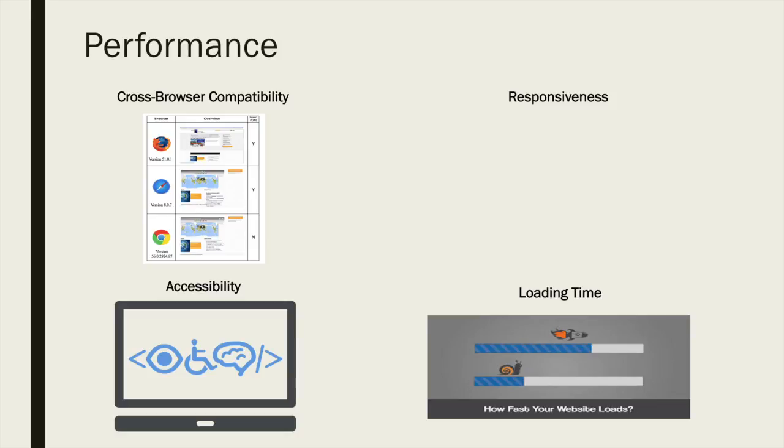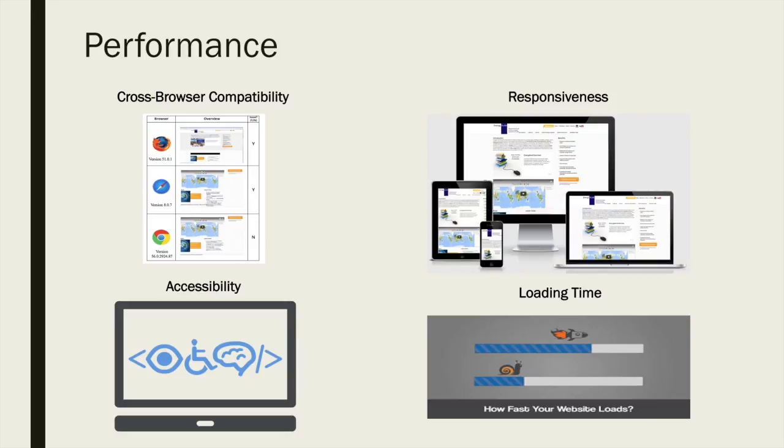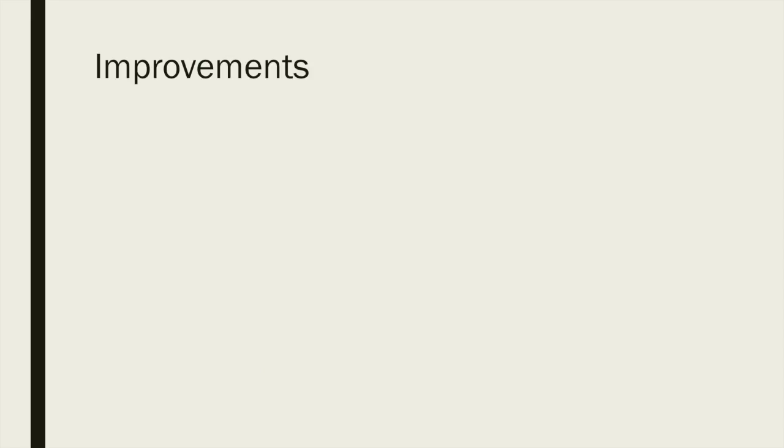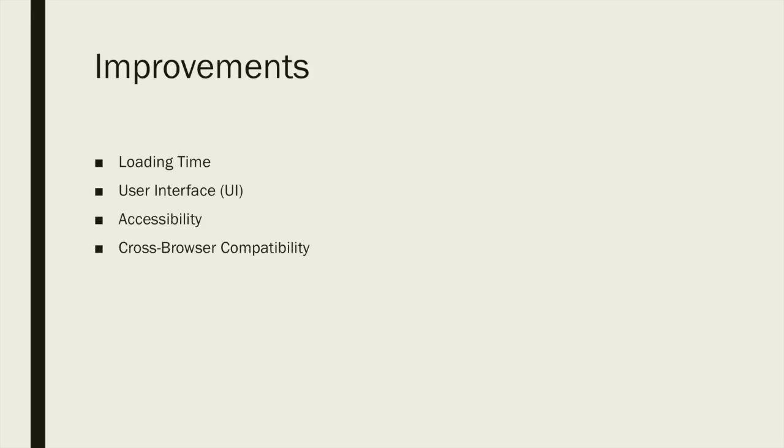The responsiveness of the website was also again not great. It had no adjusted formats for notepads and mobiles. This led to the website not fitting entirely onto those screens. Therefore, we identified 5 areas of improvement for the site. The first one being the loading time, the user interface, the accessibility, the cross-browser compatibility, and the responsiveness.